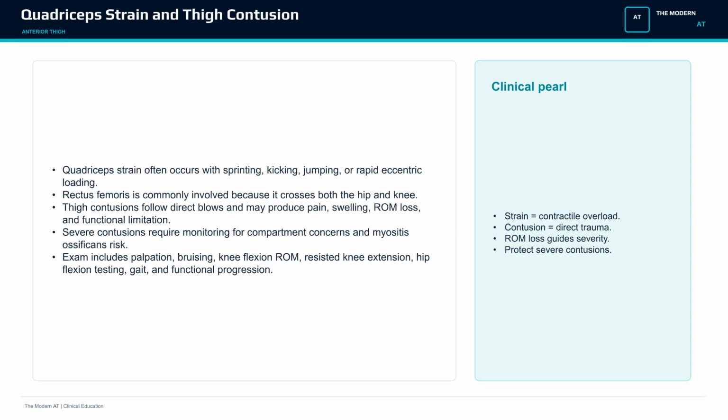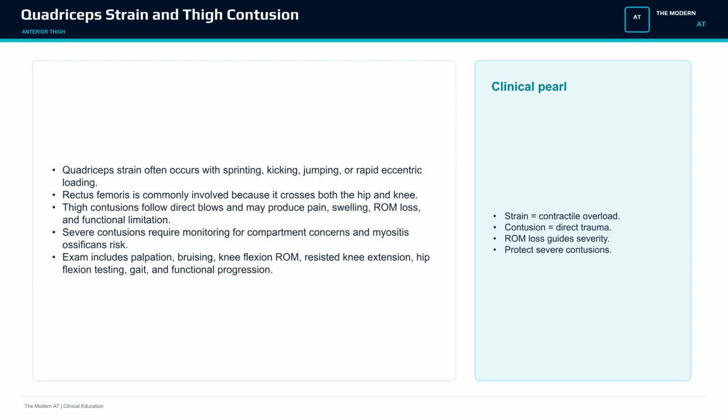Quadriceps strain and thigh contusion are different injury patterns. A quadriceps strain is a contractile overload injury, often related to sprinting, kicking, jumping, or rapid eccentric loading. Rectus femoris is commonly involved because it crosses both the hip and knee.